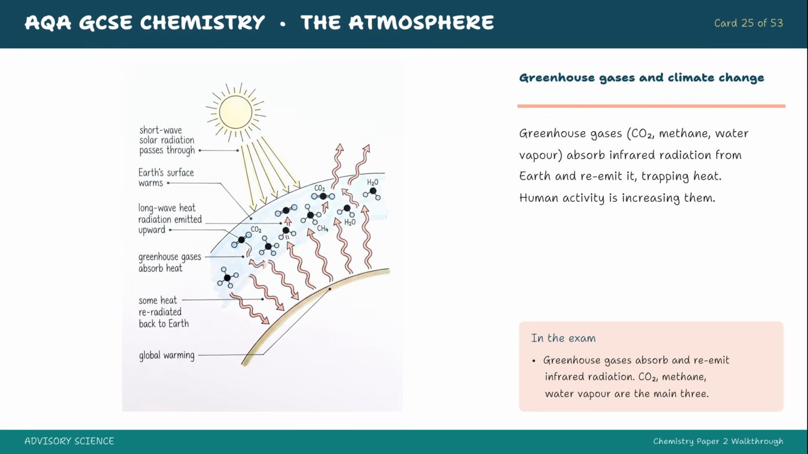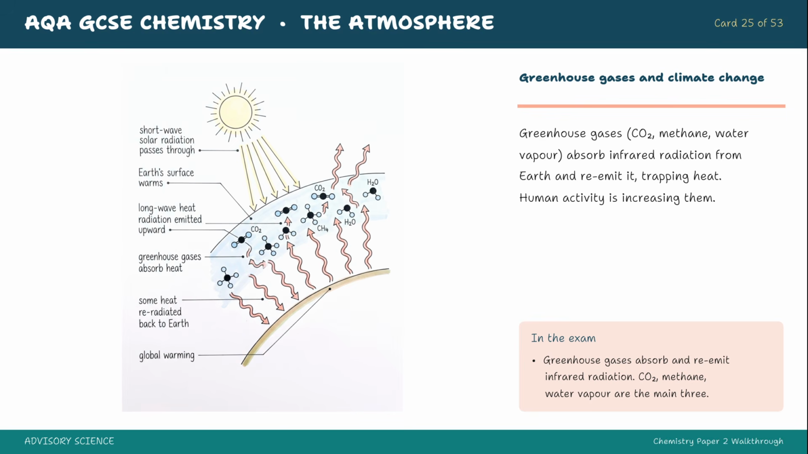Human activities are increasing the amounts of carbon dioxide from burning fossil fuels and deforestation, and methane from farming livestock and landfill sites. This extra greenhouse gas is causing global climate change.